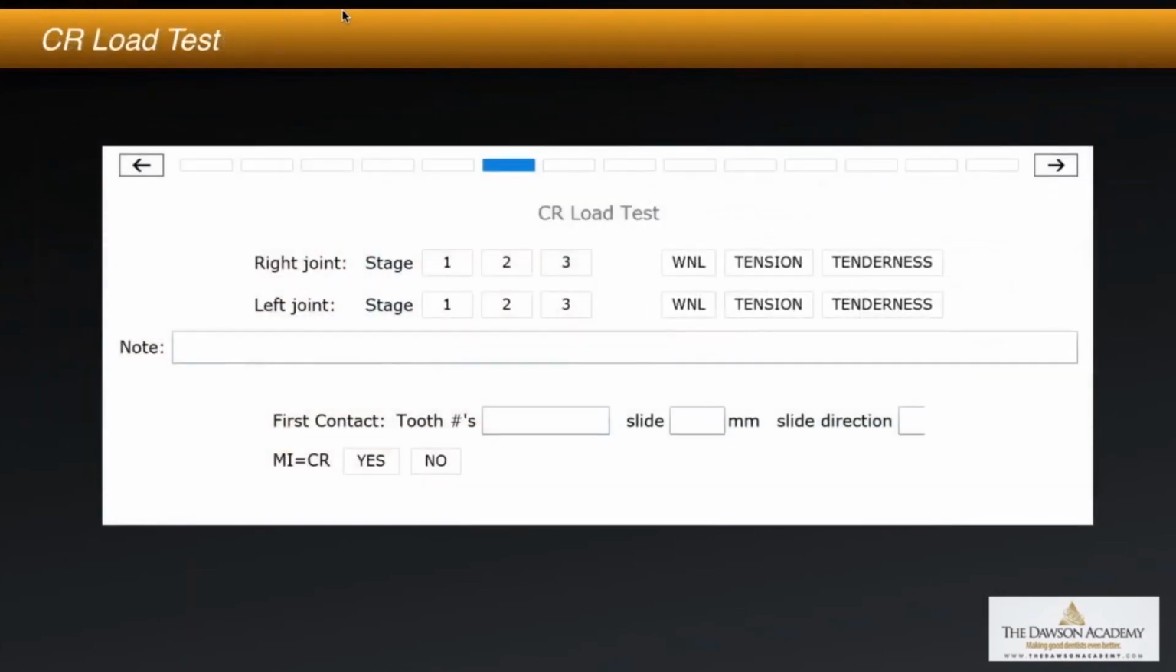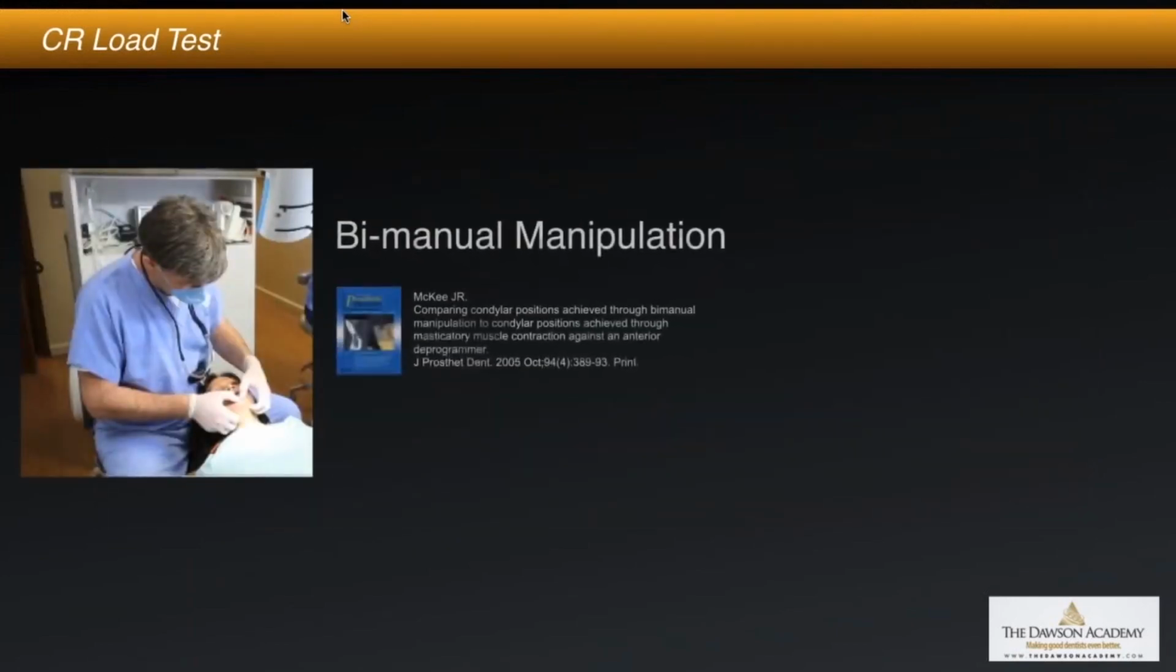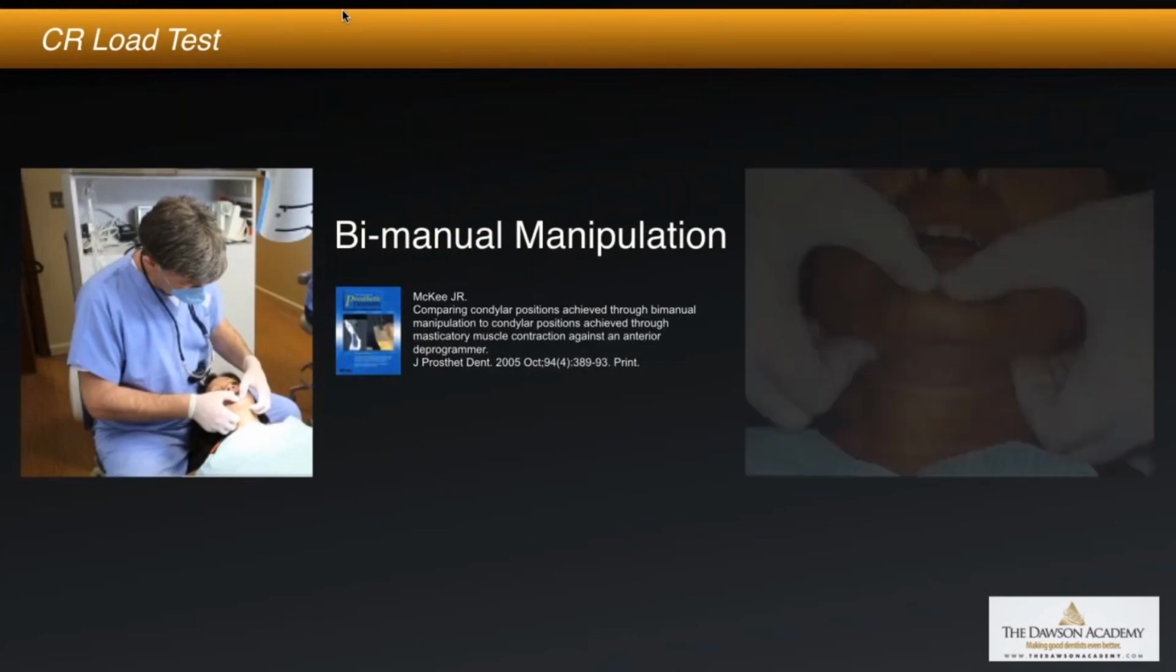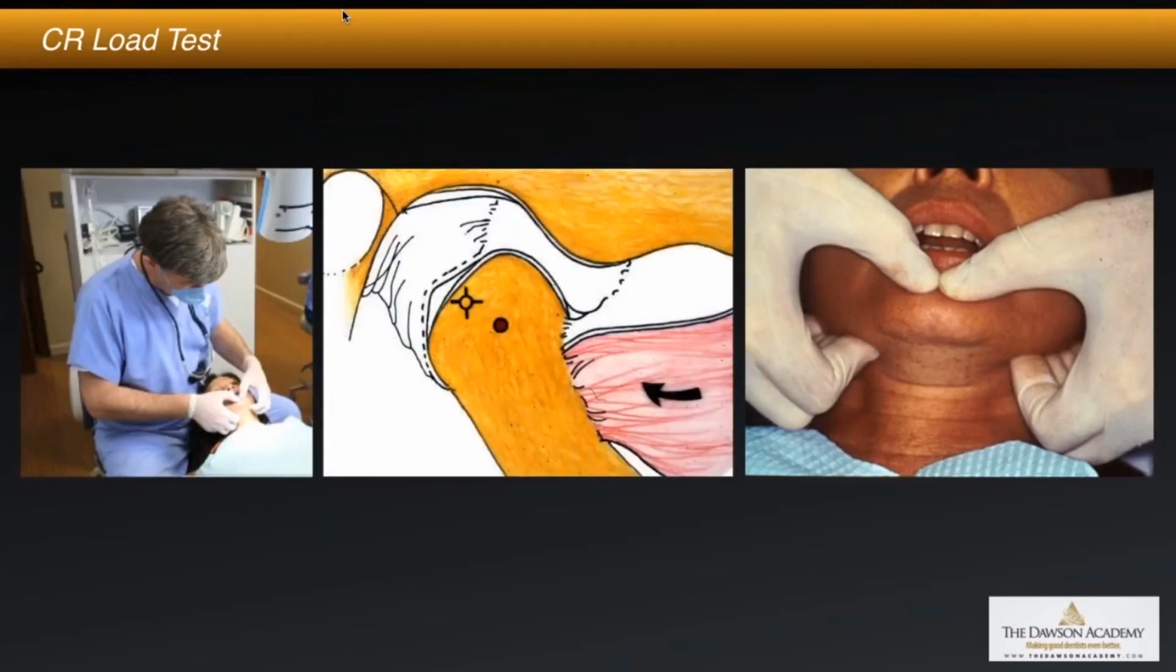We're going to do a CR load test. This is something that Pete has perfected and we've taught for years. Again, it's basically an orthopedic test on the temporomandibular joint. We're going to use bimanual manipulation. It's proper hand position, a torquing motion, down with the thumbs, up with the fingers. In essence, what we're trying to do is get the condyle seated in the most superior position.